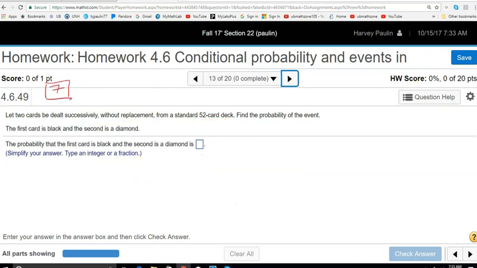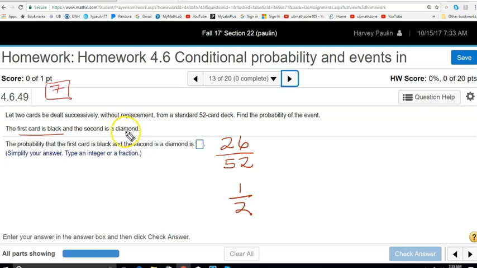All right, in number 7, as we look at it, 2 cards are dealt successively without replacement from a standard 52-card deck. Find the probability of the event the first card is black. Well, there are 26 black cards out of a deck of 52, which is 1/2, simplifying that. Now, and that the second card is a diamond.